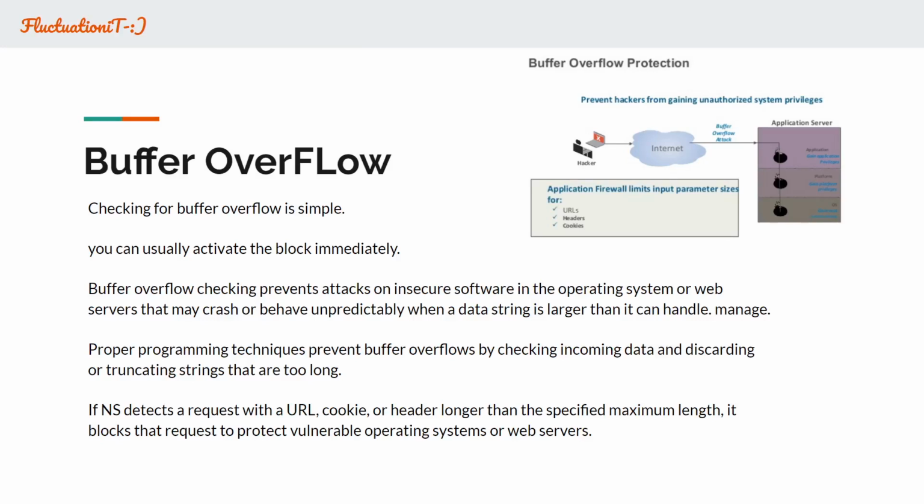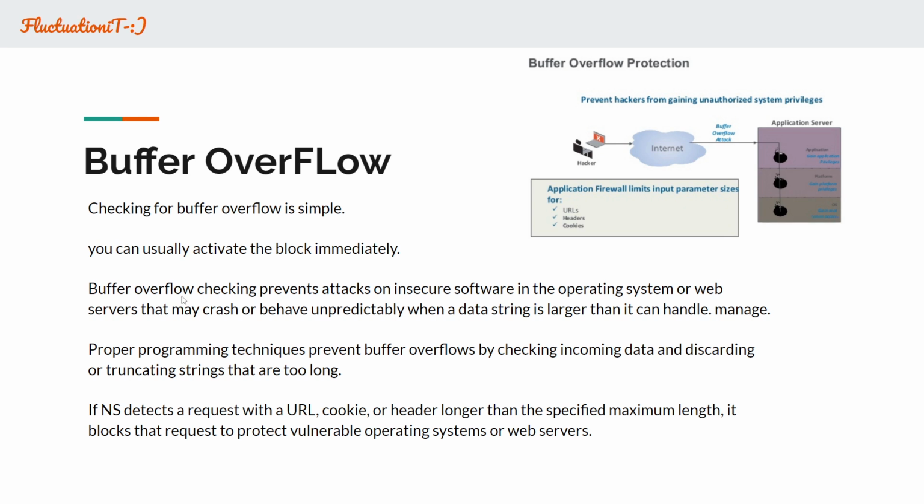Okay, so we're going to see now one of the most top level protections and how NetScaler can manage it. We have the buffer overflow exploit. Checking for buffer overflow is very simple. You can usually activate the block immediately.